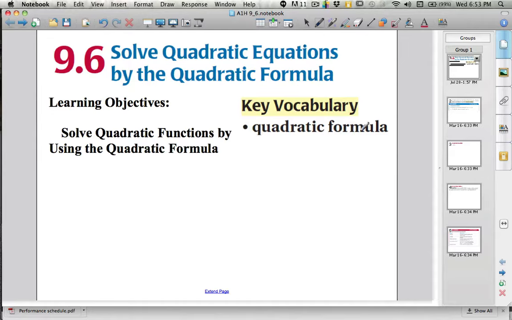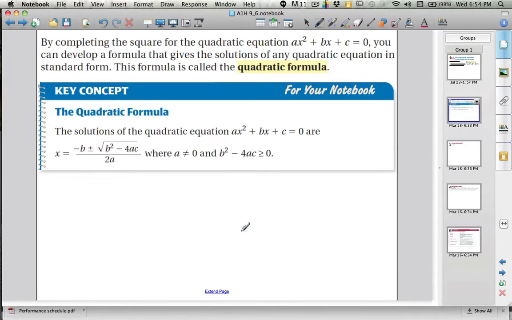And the key vocabulary here is the quadratic formula, and many of you may already know that, but let's take a look at it. The quadratic formula is that the value of x will be equal to the opposite of b plus or minus the square root of b squared minus 4ac, all divided by 2a. And in this case, they're claiming that b squared minus 4ac has to be greater than or equal to 0.